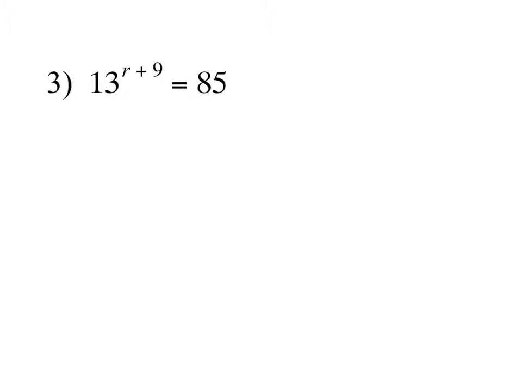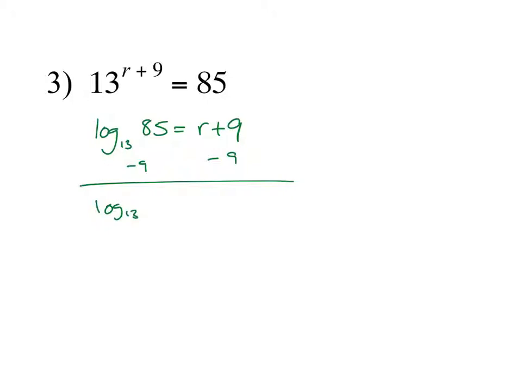Again here, I can rewrite this as logarithm base 13 of 85 equals r plus 9. So I'm going to find that on my calculator first. Base 13 of 85. Then I'm going to subtract my 9. So I have logarithm base 13 of 85 minus 9 equals r. So r equals negative 7.2679.